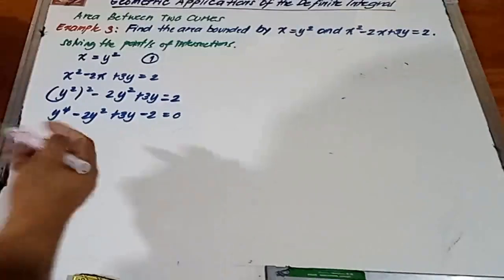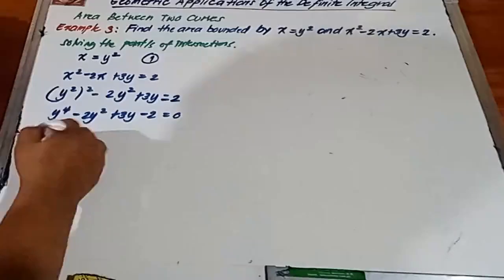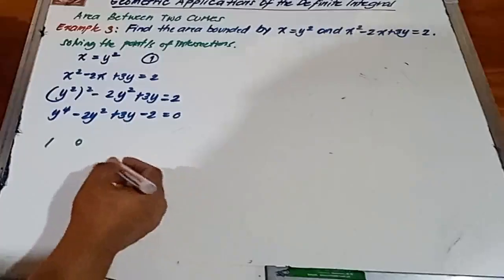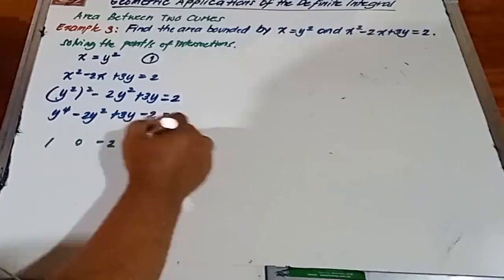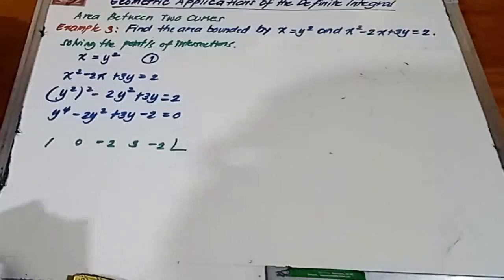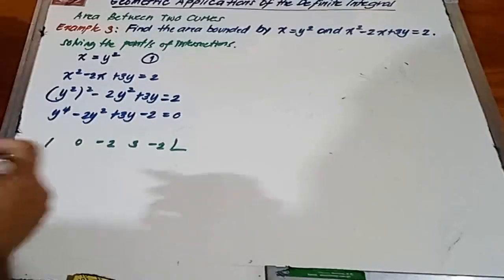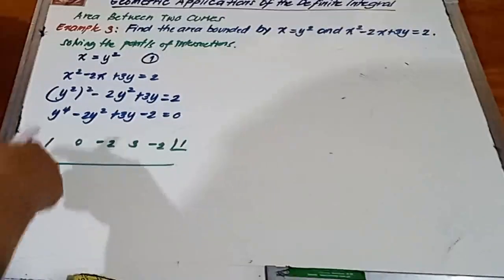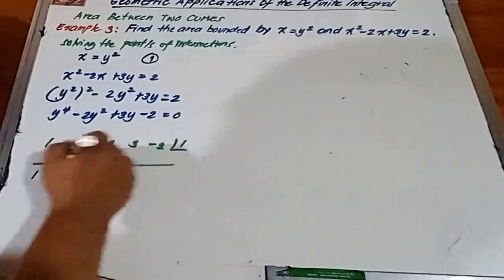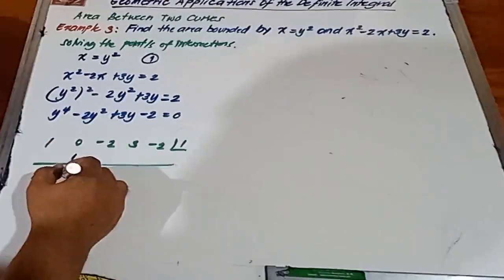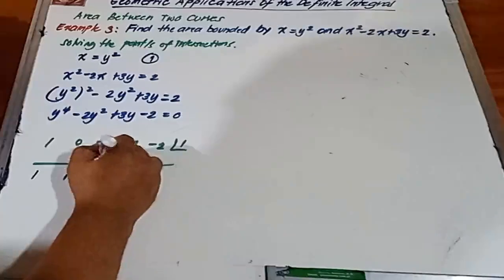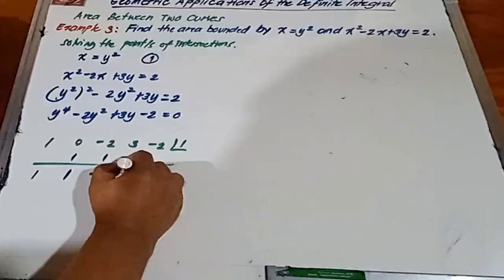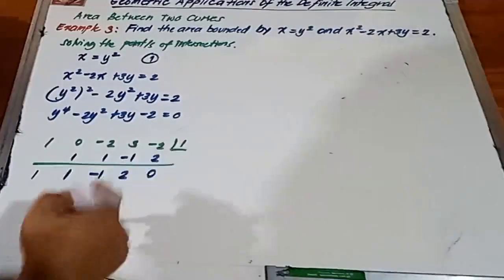So, by synthetic division, we have 1 here. May missing power tayo, cube. So, gawin natin yung 0. Just numerical value niya, we have negative 2, 3, negative 2. Okay. Multiplier natin, gamitin natin ay, let's say, 1. Okay. Bring down 1. 1 times 1 is 1. 0 times 1, 0 plus 1 is 1. 1 times 1 is 1. Negative 1. We have negative 1 times 1 is negative 1. 2. 2 times 1 is 2. 0. So, tama yung 1 natin.